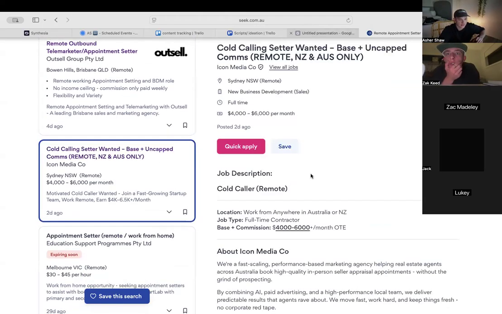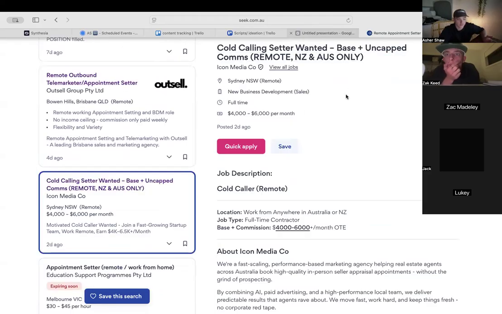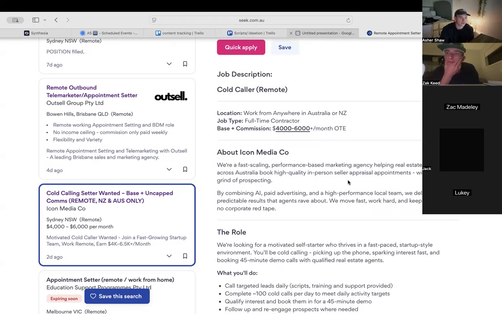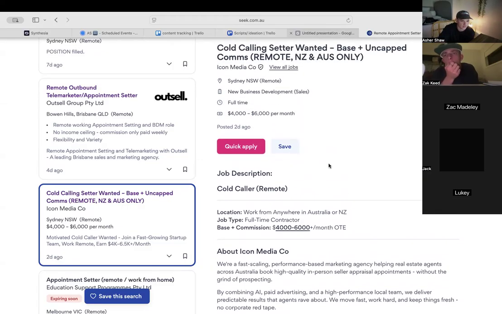Another one here. This one's base looks like 4 to 6K a month. Pretty good. Cold calling setter wanted. Now, a lot of things with cold calling and what they say here, sometimes it will actually be someone who's opted in or sent in their email or their expression of interest into a product or service. So these guys are obviously selling.